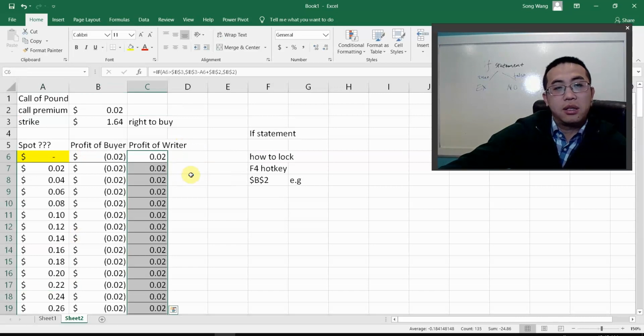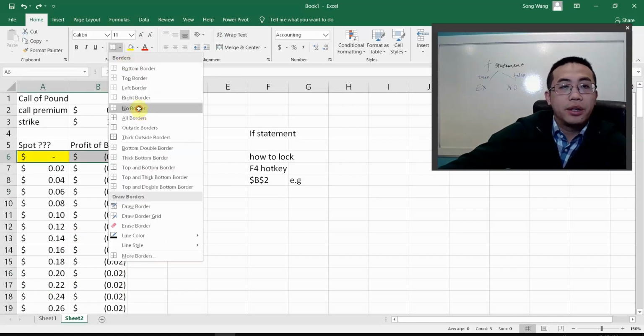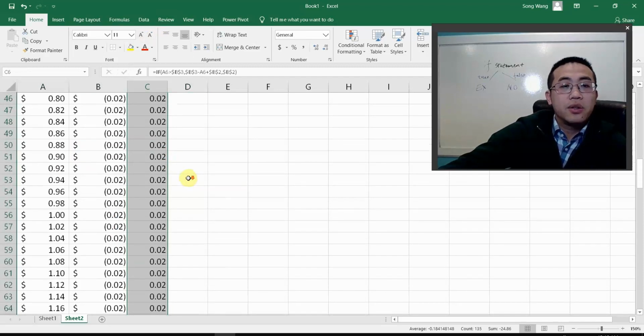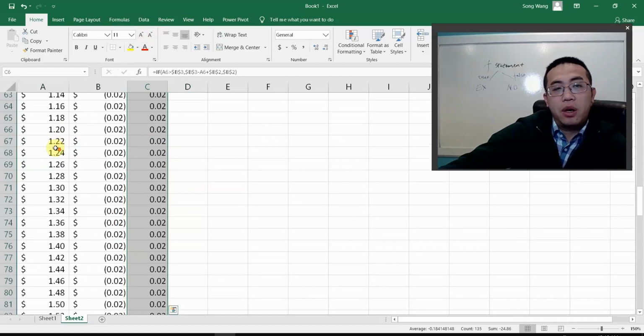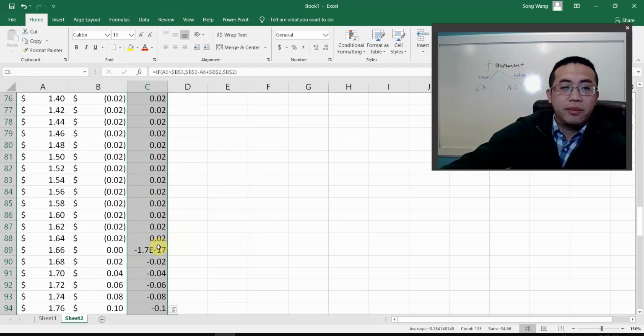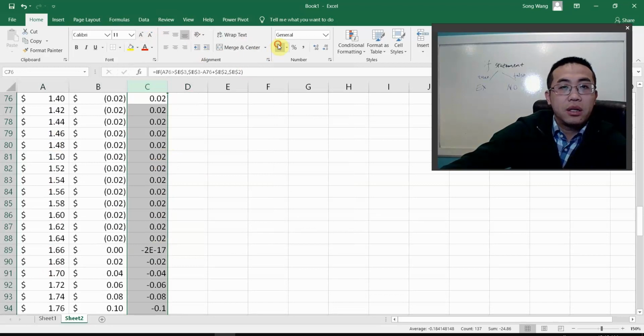Oh, I had this water there. I don't want it. Okay, just double click and drag it down. Okay, so you can see when the spot rate is below 1.64, then the option does not get exercised, and the option writer just makes the money. And when it is, oops, make it $1.